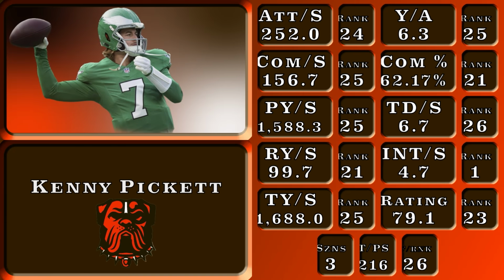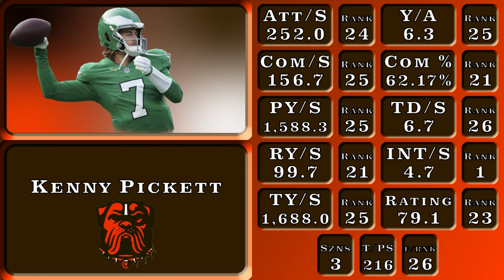At number 26, we have Kenny Pickett. Across the board, Kenny Pickett ranked in the bottom 5 of each category except for one, that being interceptions. And in terms of interceptions, Pickett led the league with the fewest interceptions per season at 4.7. Unfortunately, he was at the bottom of the league in touchdowns per season with 6.7. Each of these stats shouldn't be too much of a surprise though, given that his passing stats were not great.